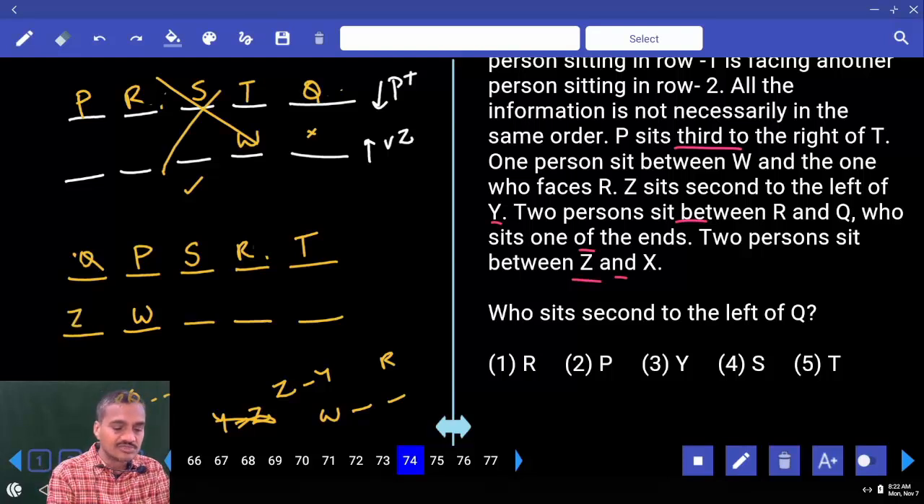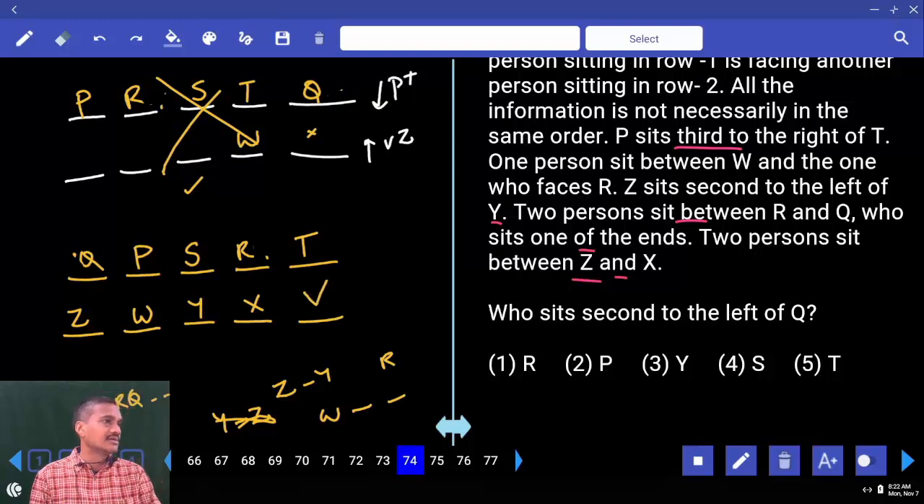Now, if Z is at this place and Y is here, 2 persons between Z and X. And then who is the person left over here? V is the person left over. Done with this? Then who sits second to the left of Q?